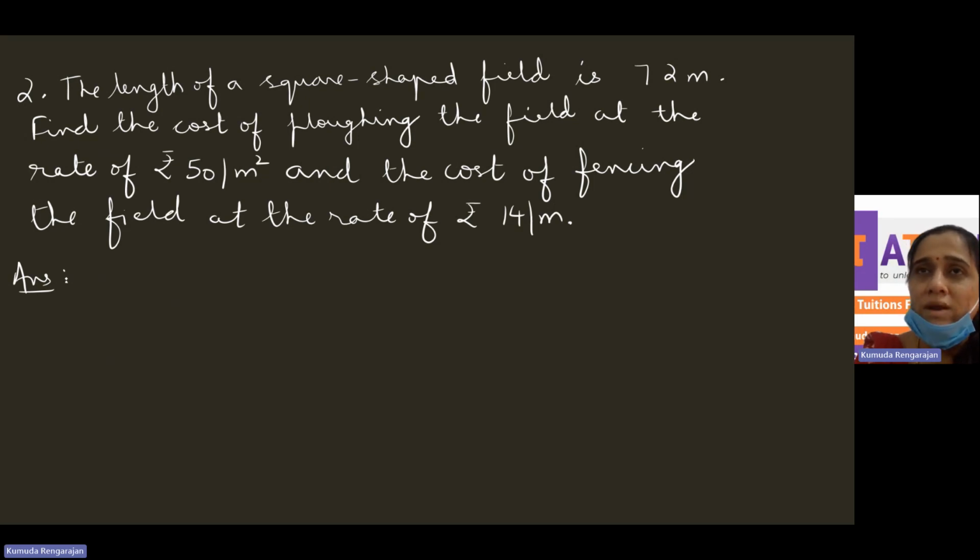Very simple, like one book costs 50 rupees. 100 books will cost 100 into 50. In the same way, 1 meter square costs 50 rupees. 100 meters square, the area of the field, will cost 100 into 50. That's it.